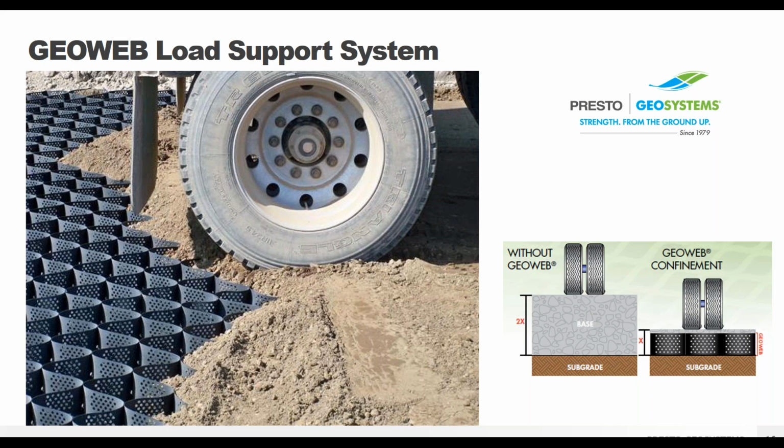So you can reduce construction time and materials with this approach, basically use the GeoWeb system as its own access road. And you can also have sometimes as much as a 50% reduction in the cross section compared to an unreinforced section. So you're really saving on materials, you're saving on construction time, all of that stuff. This is a great way to really speed that up.